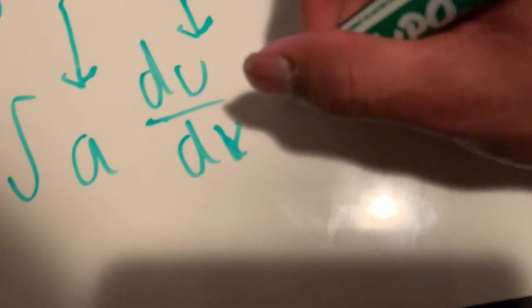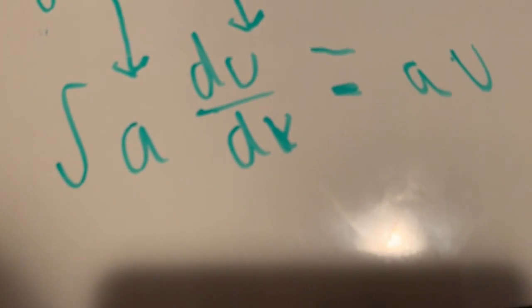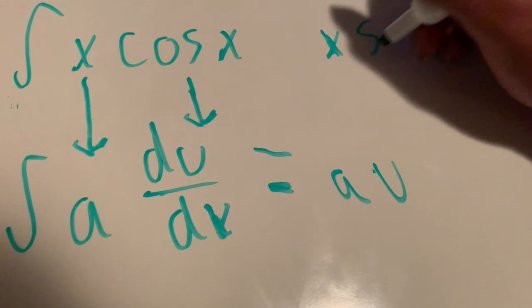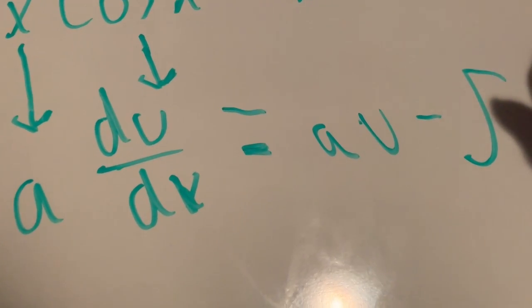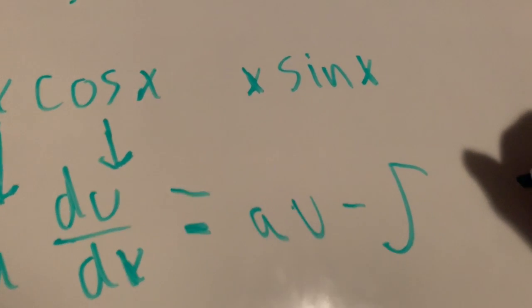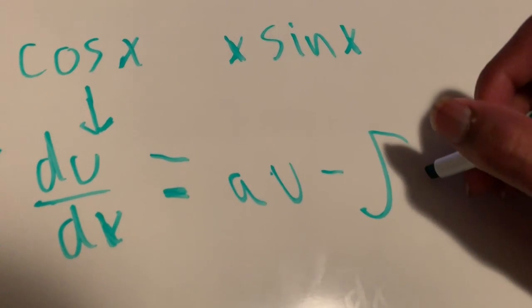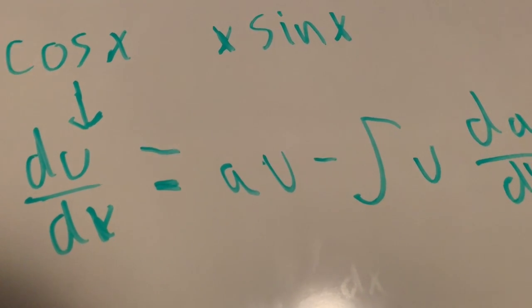The next part of the equation is just a u, so we already have a, which is x, and u is just going to be the antiderivative of cosine of x, which is just sine of x, and then the next part is minus the integral of u times the derivative of a.